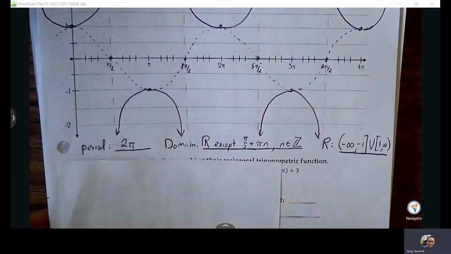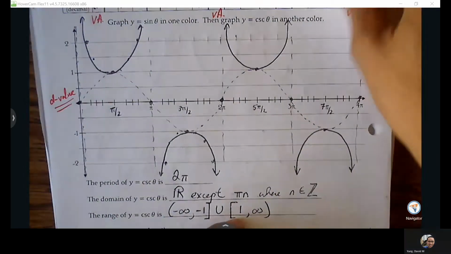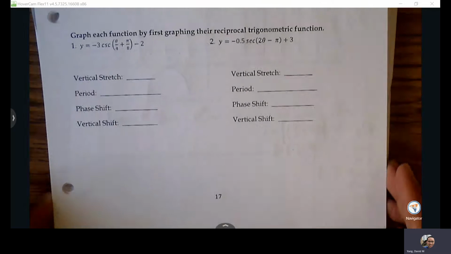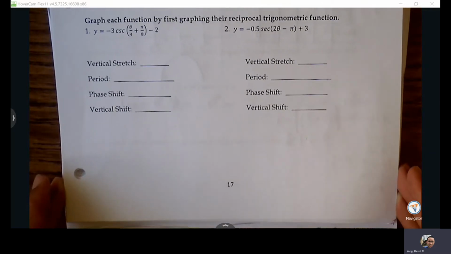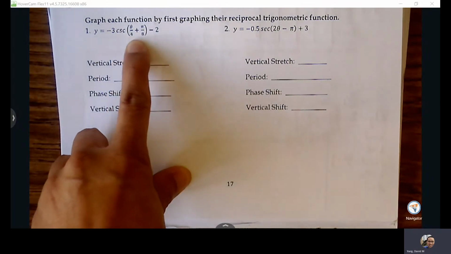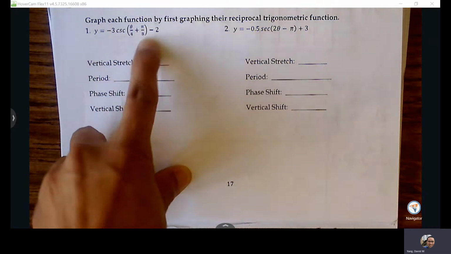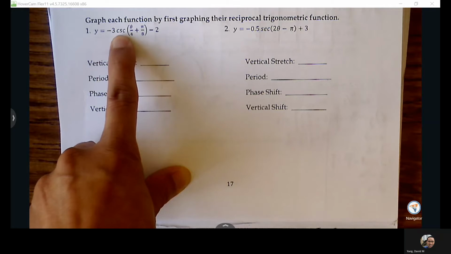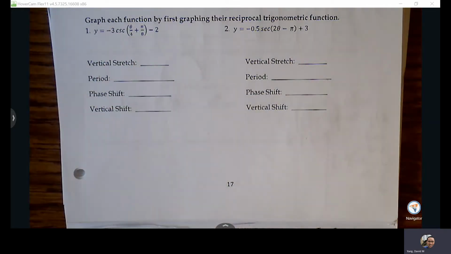Let's go to number 1. If you guys can cross off number 2, because I want us to use the entire space available for number 1. So number 1 says y equals -3 cosecant of theta over 4 plus pi over 8, minus 2. We're really just going to treat this like what? Sine. So imagine this wasn't a cosecant graph. Just do everything from sine's perspective, and then at the very, very end, we can bring in the fact that it's a cosecant graph.